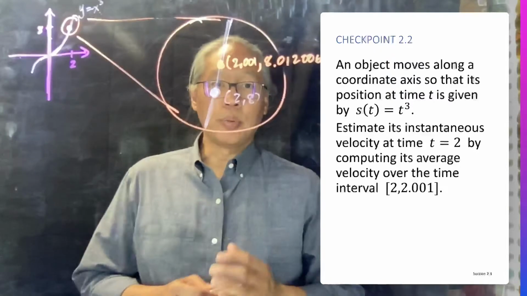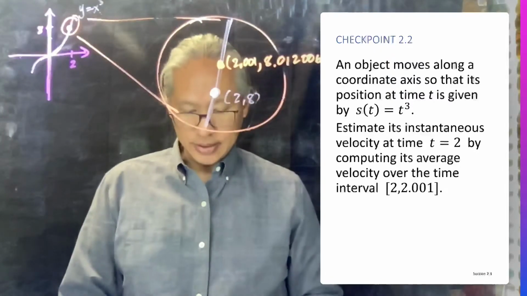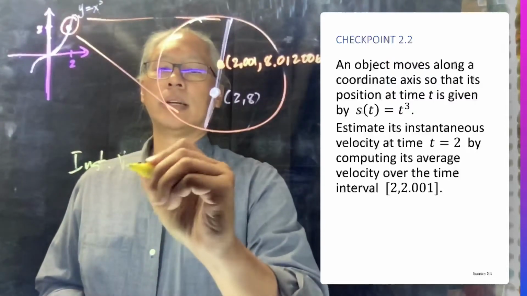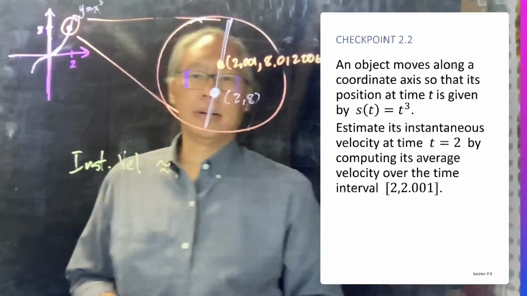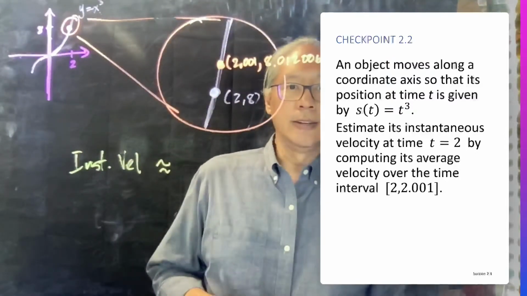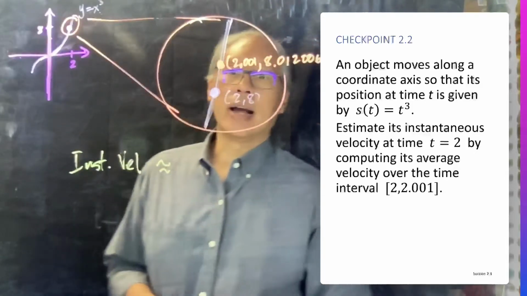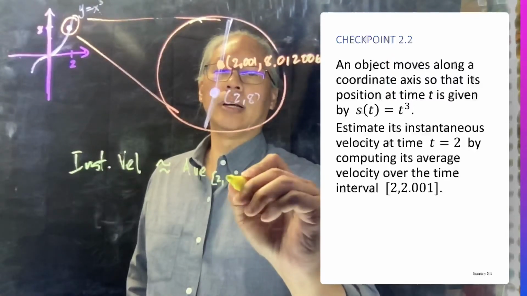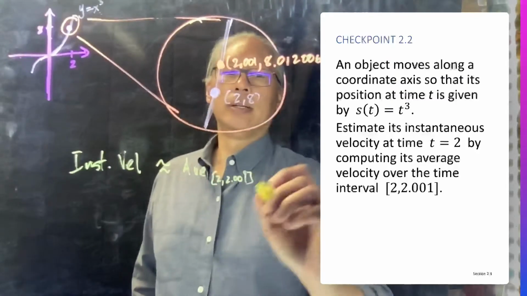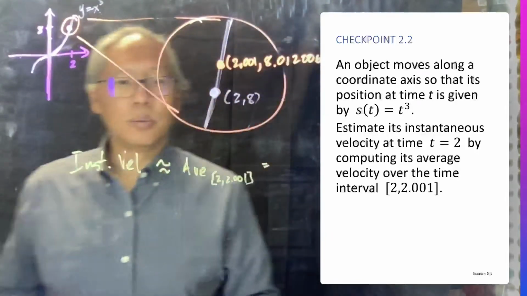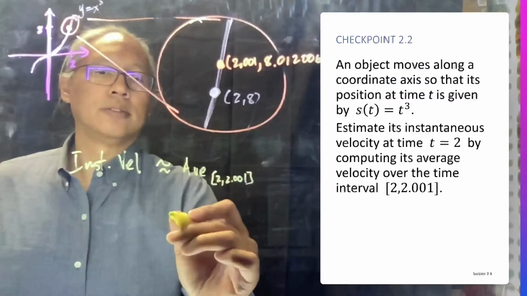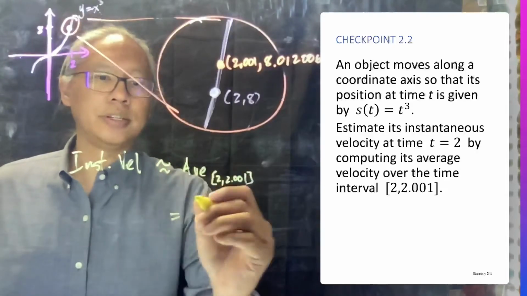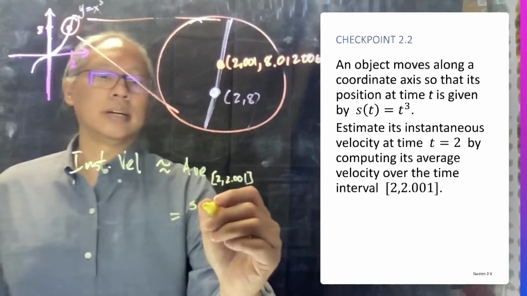And what we want to do is estimate the instantaneous velocity. This is going to be estimated, and what we want to do is use the average velocity between 2 and 2.001. To get that, we need to find the velocity function. They're calling it s of t there, that's the position function, s of t.